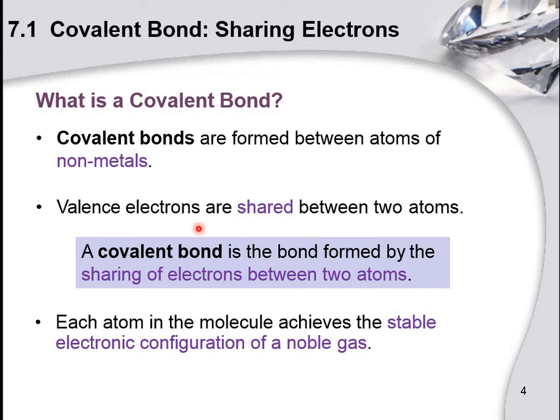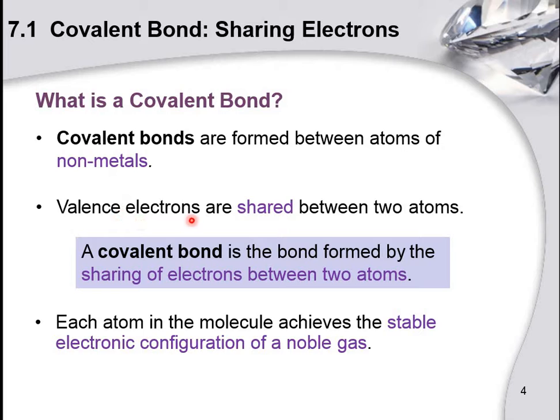So what is a covalent bond? Covalent bonds are formed between atoms of non-metals. Please take notes on the highlighted words. Non-metals: it only happens in the non-metals group, for example chlorine, bromine, iodine. All of them are non-metals.